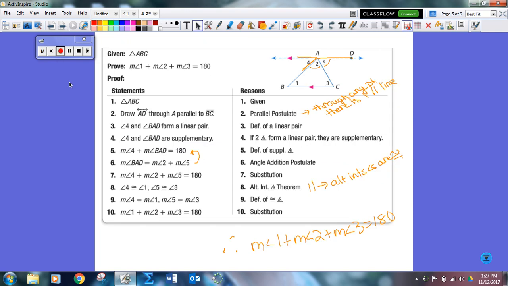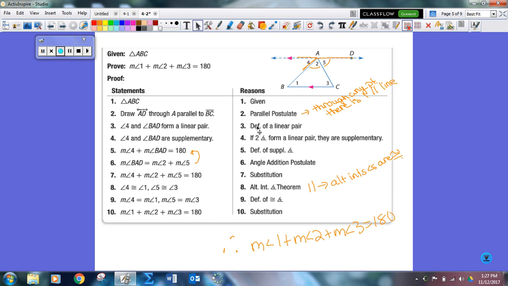Here is a proof of that theorem. In order to prove this theorem, what I did first is I drew a parallel line through the vertex opposite the side of the triangle, and I made those two lines parallel. What enabled me to do this is the parallel postulate, which says through any point there is one parallel line. And then I knew that angle 4 and angle BAD are supplementary because they form a linear pair.